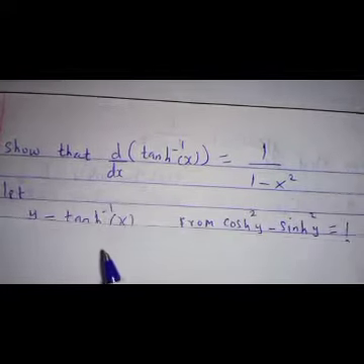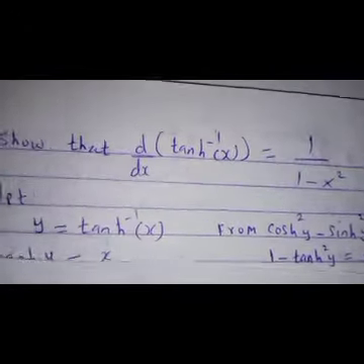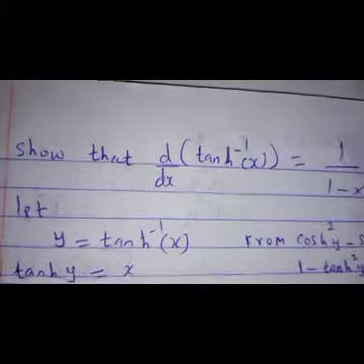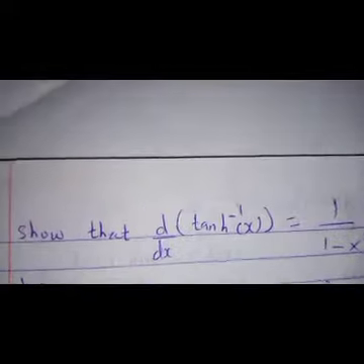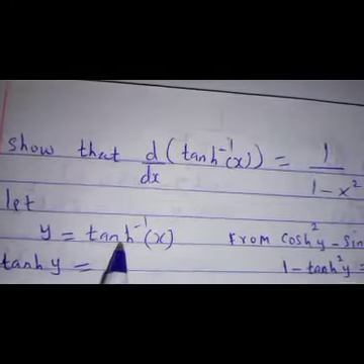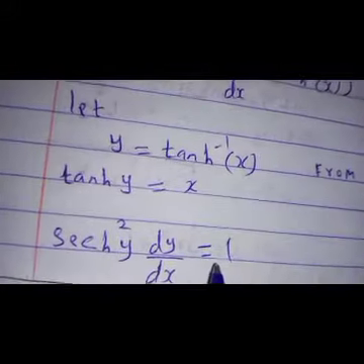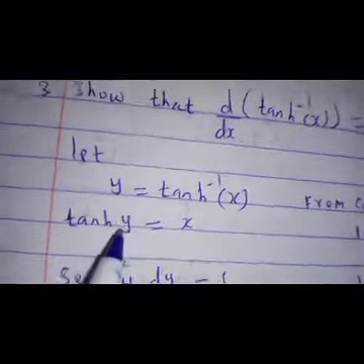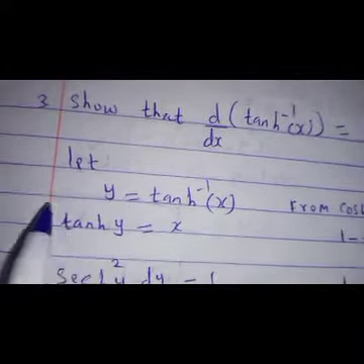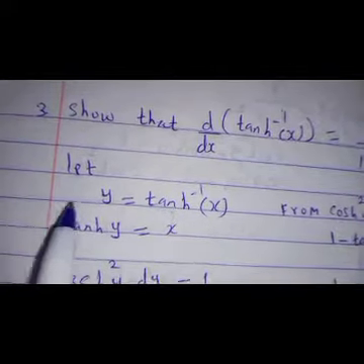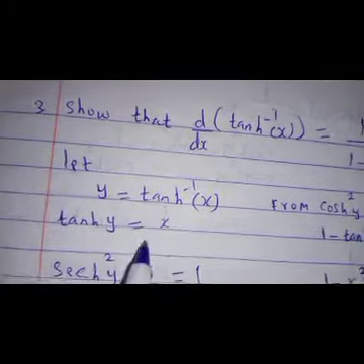So to do that, we are going to let y be equal to inverse hyperbolic tan x, and then from there we are going to multiply both sides with hyperbolic tan, and from the law of indices this side we will get 1 times x, which is x.